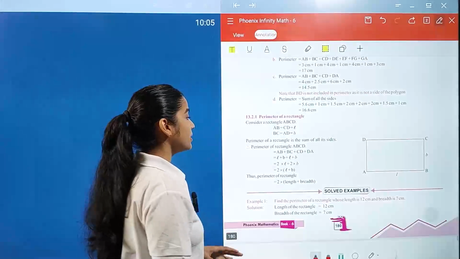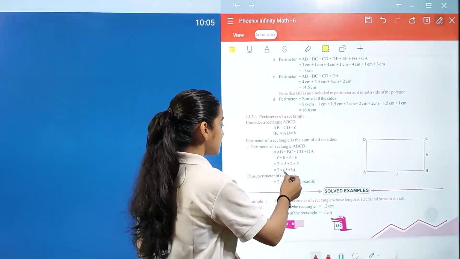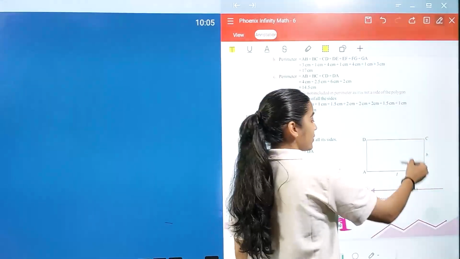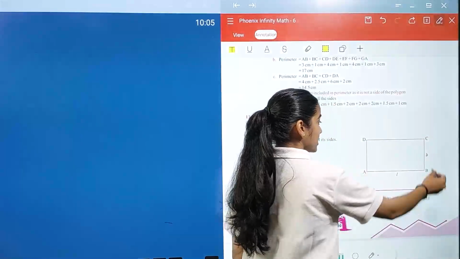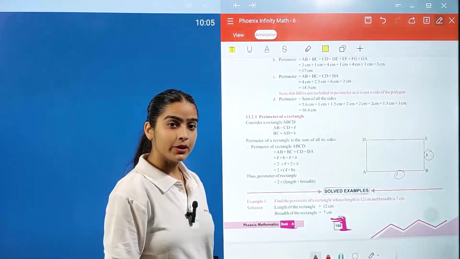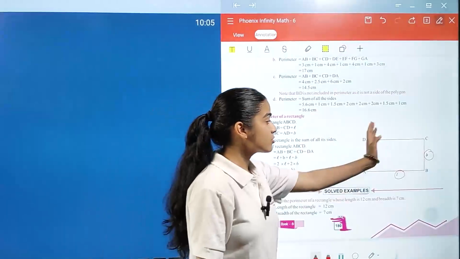Now we deal with the perimeter of a rectangle. Here we have our first formula, which is 2 multiplied by (L plus B), because we already know that the opposite sides of a rectangle are equal to each other. So we consider only two sides, add them together and multiply by 2. You will get the same answer as you get by adding the four sides together.